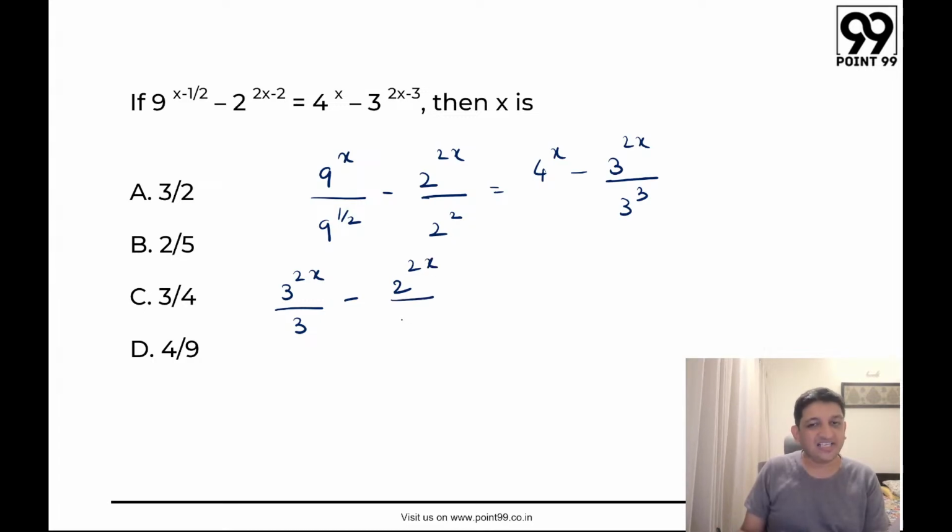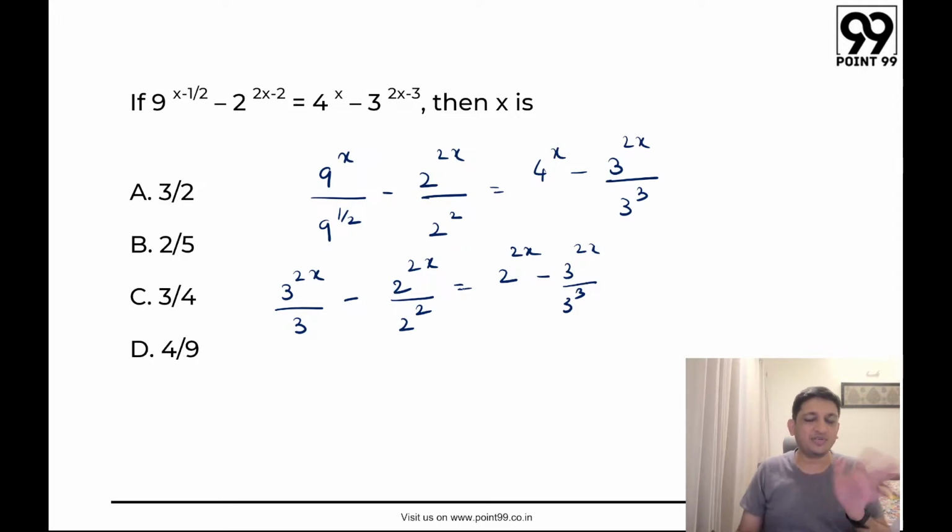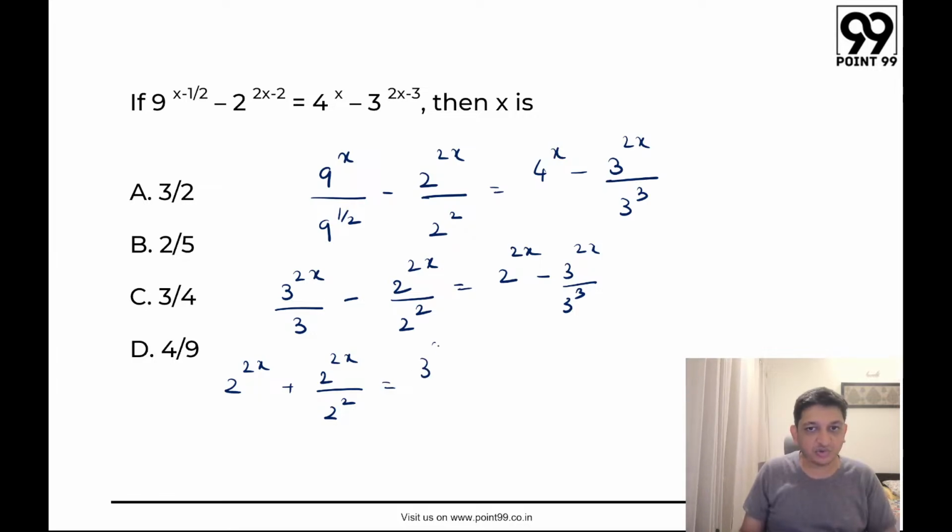Divided by 2 square. I'll keep 2 square as it is for the time being. This will be nothing but 4 raised to x, that is 2 raised to 2x, minus 3 raised to 2x upon 3 raised to 3. Again, I'll keep it in the existing format. Now we can see 3 raised to 2x, 3 raised to 2x, 2 raised to 2x, 2 raised to 2x. So let's combine all the terms together and see what happens. Here if I combine all the 2 raised to 2x terms on one side, 2 raised to 2x plus 2 raised to 2x upon 2 square will be equal to 3 raised to 2x by 3 minus 3 raised to 2x by 3 cube or 27.